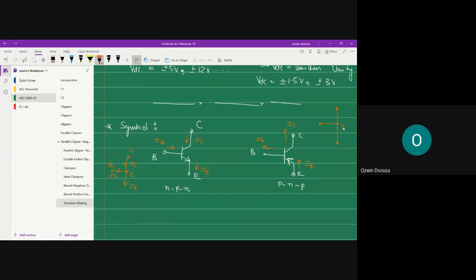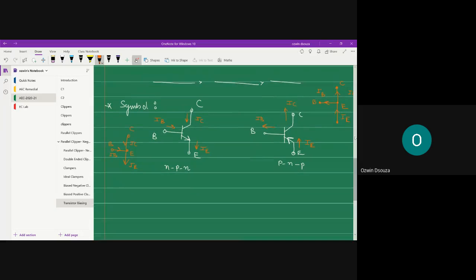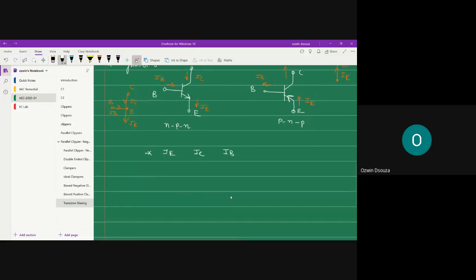Let me take this as node E. This is B and this is C. So the inward current is the emitter current and it is going to split into two components, the base current and the collector current. So that's about the device symbol. Now, while drawing the device symbol, I have drawn three currents, right? I've drawn IE, IC, and IB. Now, what are these three currents?